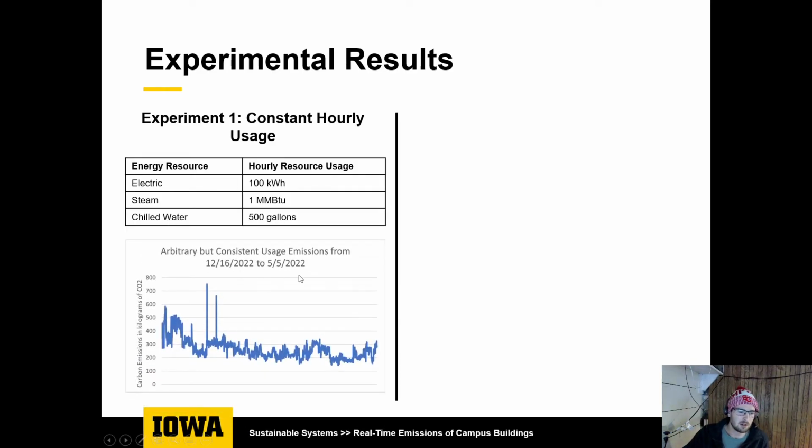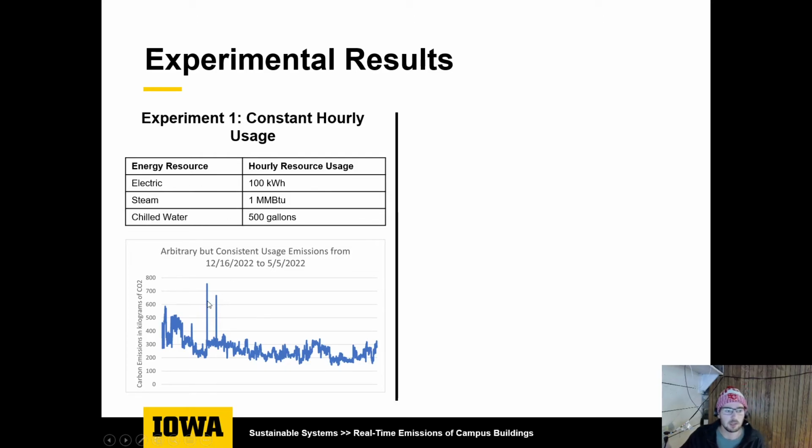Our time frame is every hour from 12/16/2022 to 5/5/2022. And given this workload, how many emissions did it result in? You can see there are two big spikes here. And this first spike, I looked into it a little bit. That was January 14th, 2022, from 10 a.m. to 11 a.m. Huge spike in carbon emissions for this workload.